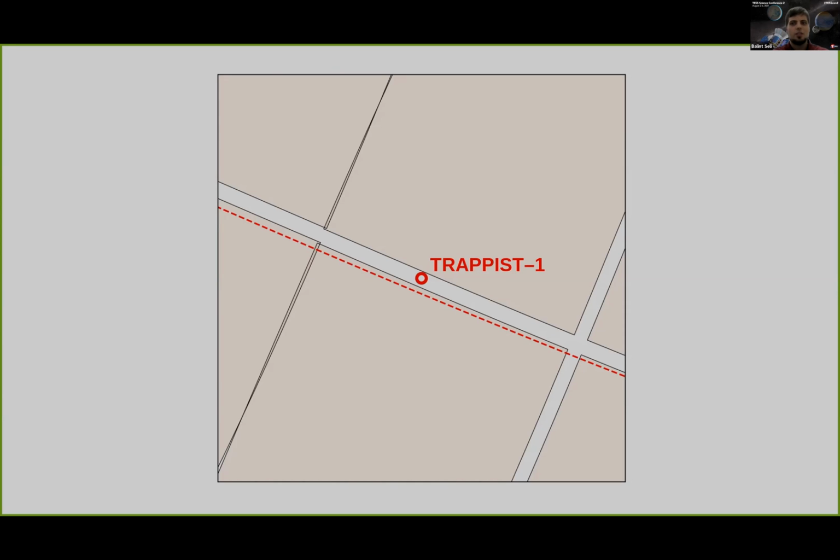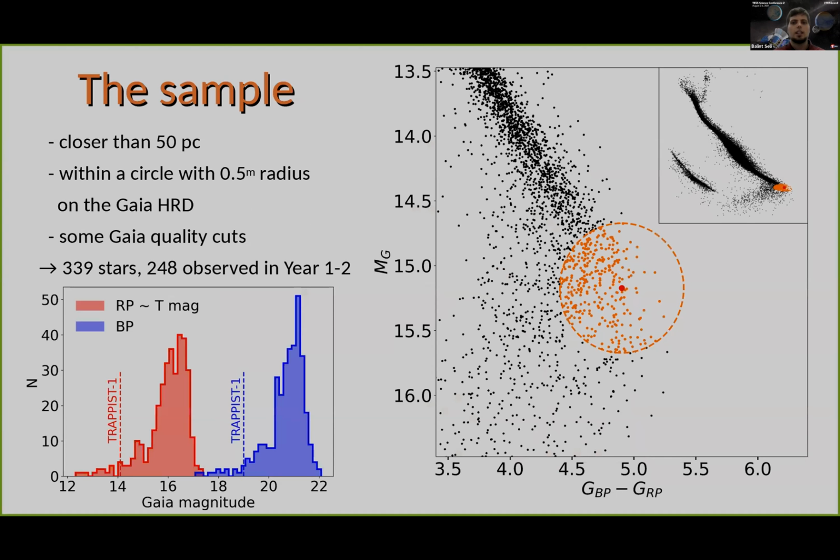But we really wanted to say something about its magnetic activity, so instead we thought we'd do an ensemble analysis. Instead of observing just TRAPPIST-1, let's compile a sample of similar stars, similar in some respect, and then say something on average about their magnetic activity properties.